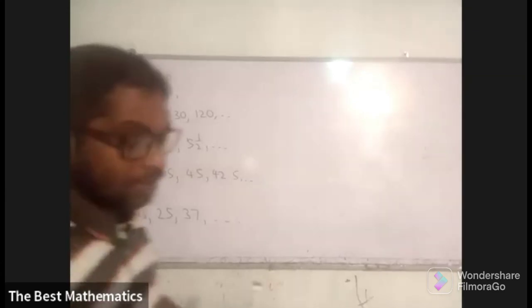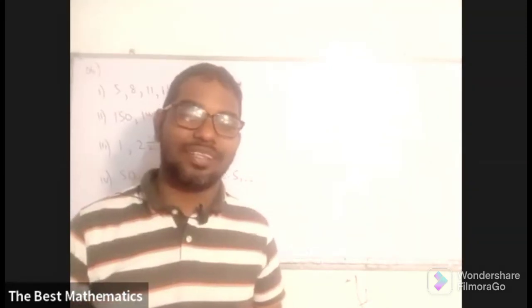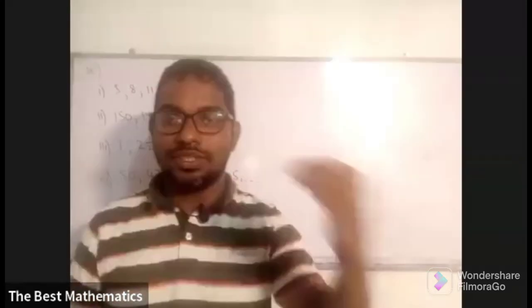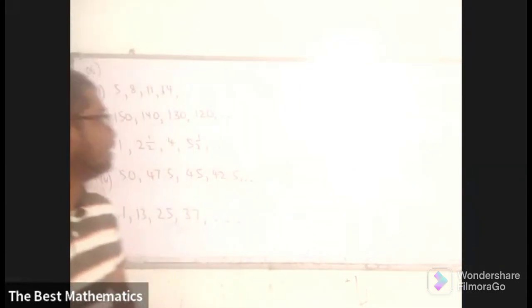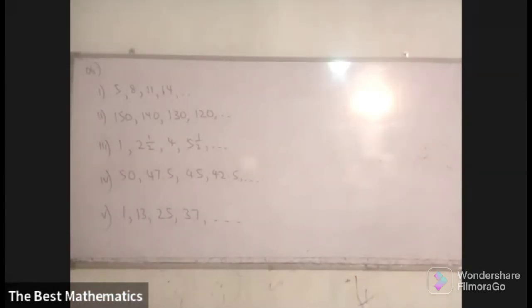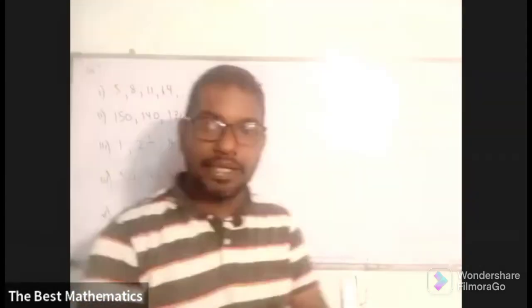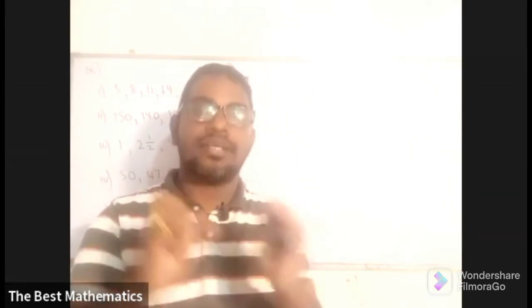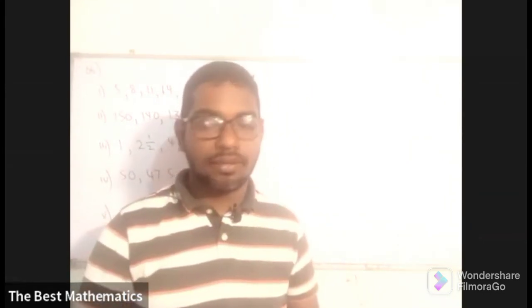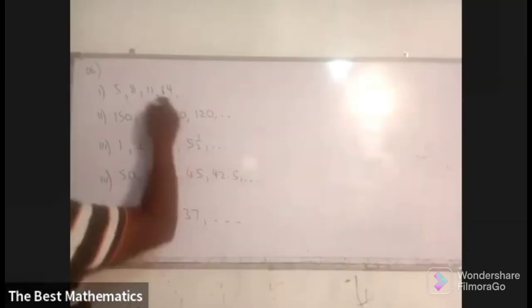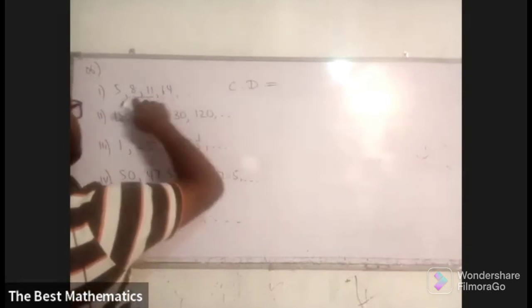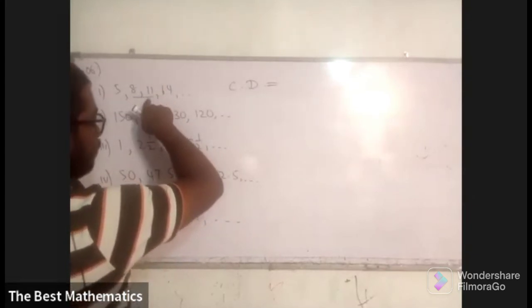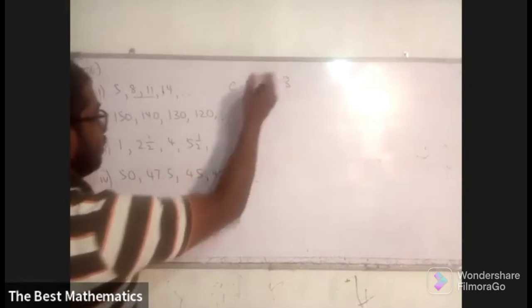Yes. Question number 6. That is to find the common difference. Already we know how to find the common difference and we know how to build up the general term using the common difference. That is very simple. Let's see. First is 5, 8, 11, 14. Then how to find the common difference? Consider any two successive terms, subtract the previous one from the next one. Then subtract these, 8 and 11. 11 minus 8 is 3.